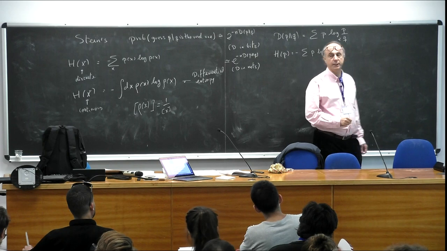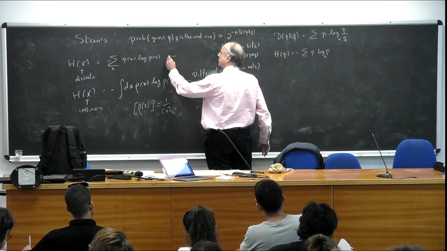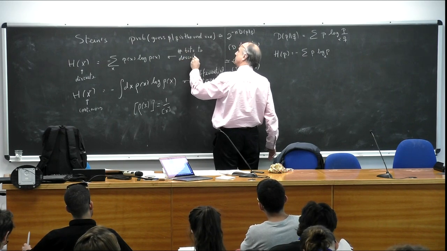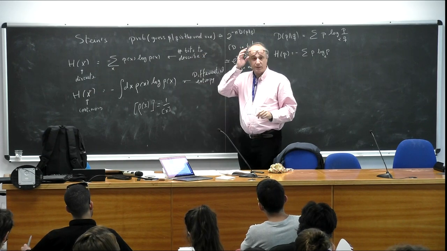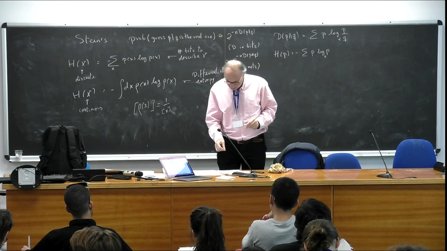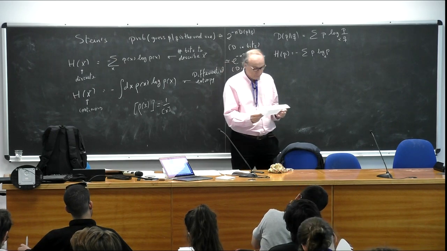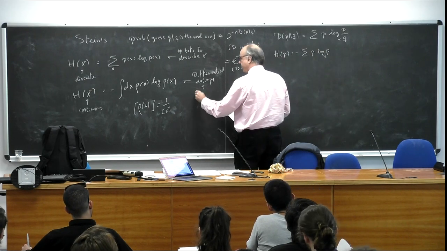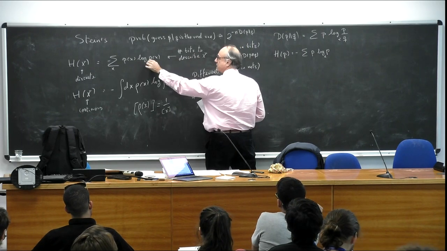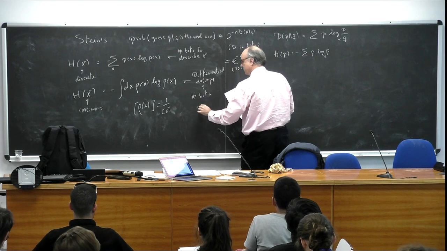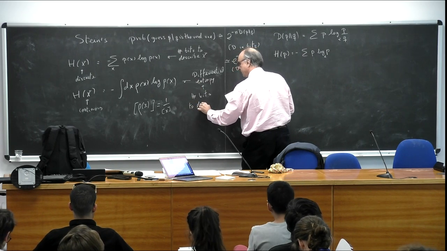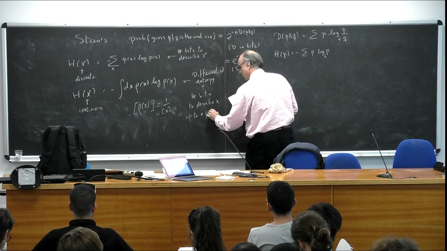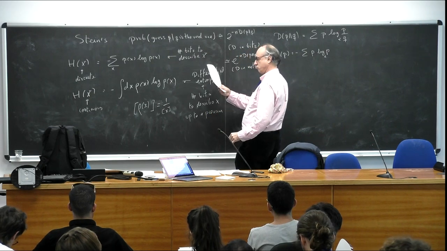And you remember what the interpretation of the entropy was? It is the number of bits to describe x. And in differential entropy, there is also some interpretation, which is also the number of bits. This is log base two. This is the number of bits needed to describe x up to a precision two to the minus n.